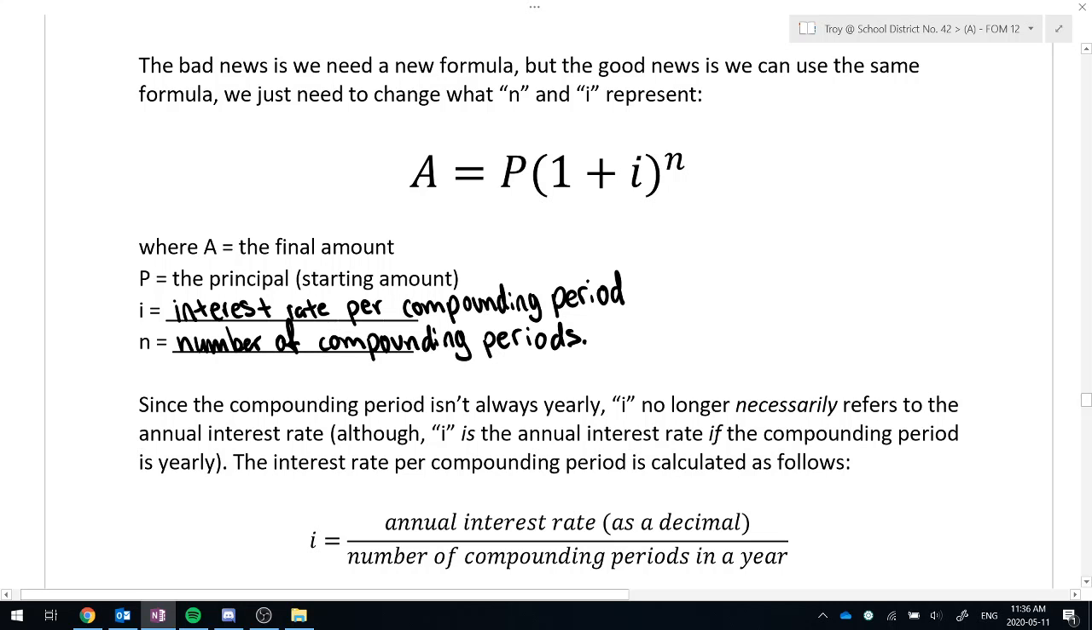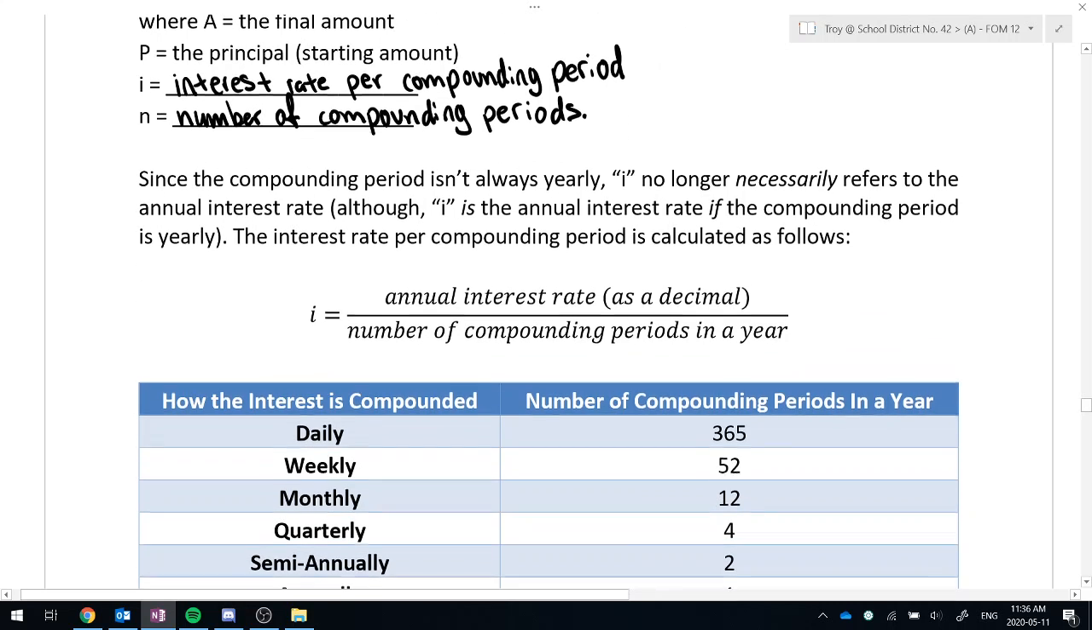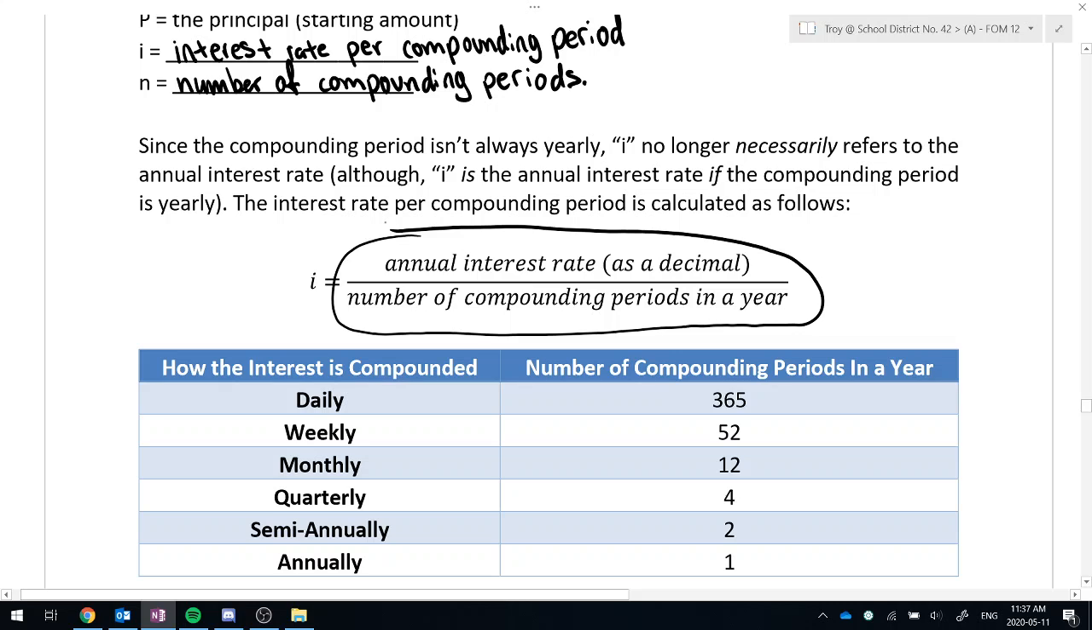Okay, so what does that mean? So let's talk about our i value. Because it's not always going to be yearly, the i value doesn't necessarily refer to the annual interest rate anymore, although it will if we're compounding annually. If we're compounding annually, then i is just the interest rate. Okay? But if it's not compounded annually, this is what you have to do. You take the annual interest rate, of course, as a decimal, and all you have to do is divide it by the number of compounding periods in a year. You're evenly dividing that interest amongst the compounding periods.